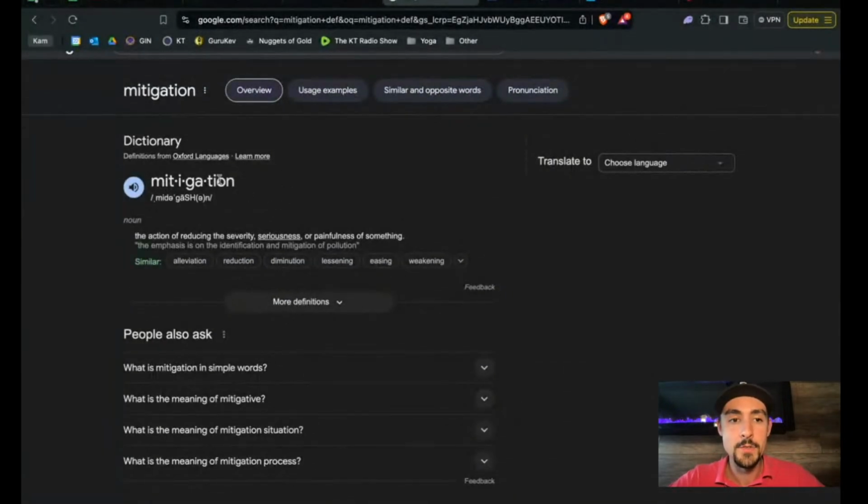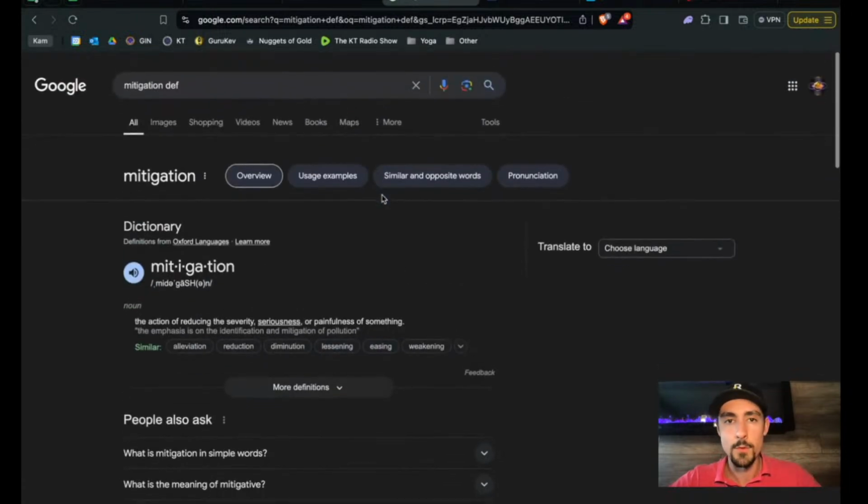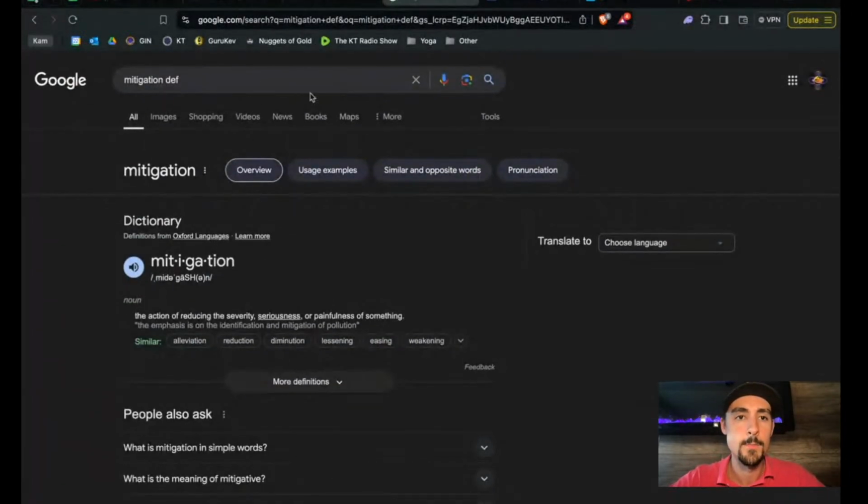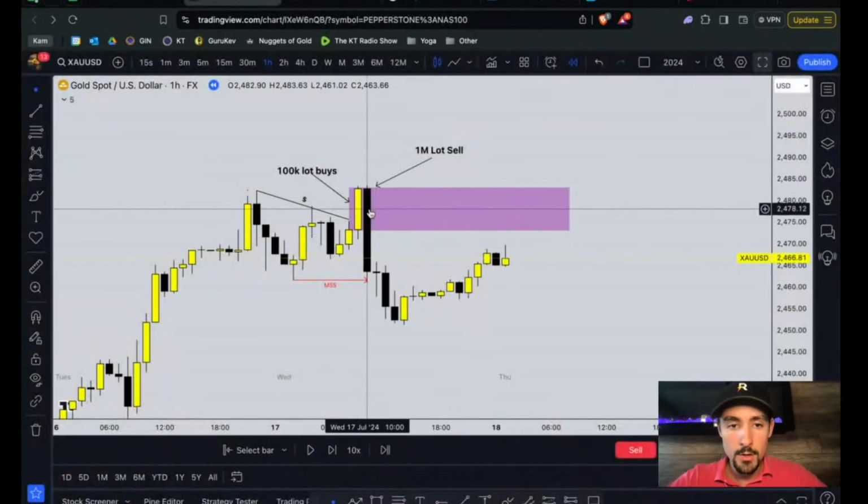Okay. And the word mitigation is very key. We're going to be coming back to this for just about every single one of the examples and the different types of order blocks here. So now this is an order block. Okay. So how do we take an entry based off of an order block?